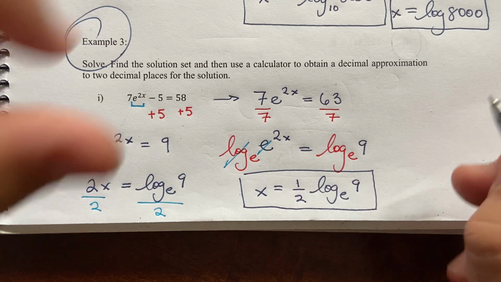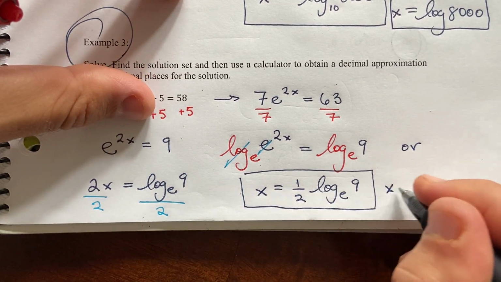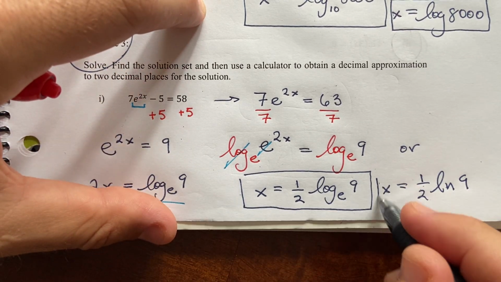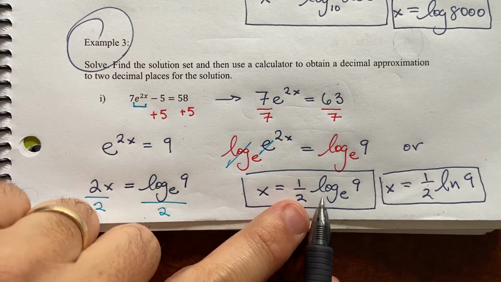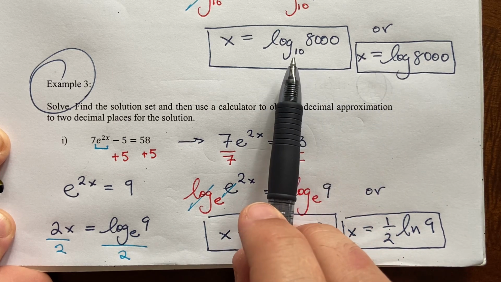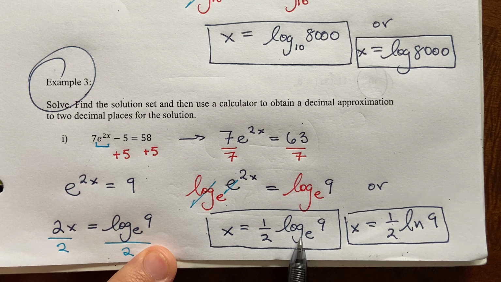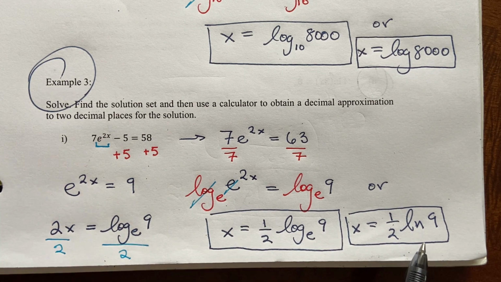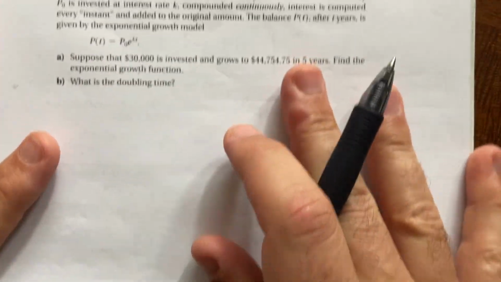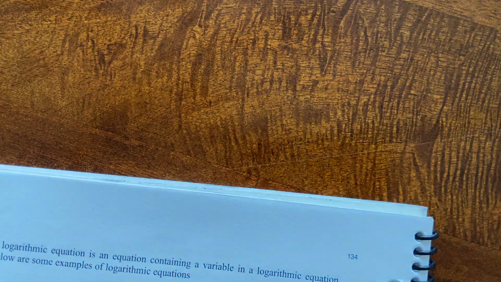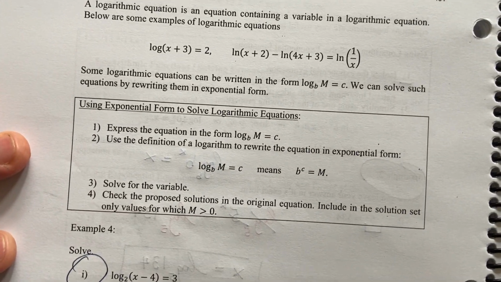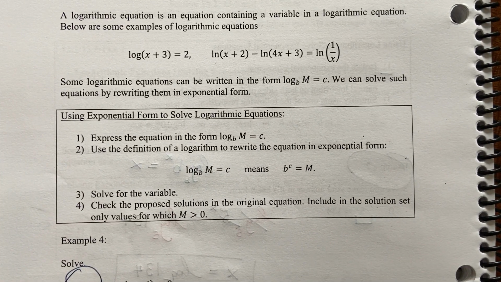There's another way that you could potentially write that. So you could say x equals 1/2 ln of 9. So log base e, just like log base 10 has a special name and we can just write log instead of log base 10, log base e has a special name and you can just write ln, the natural logarithm, instead. Okay, so that is solving exponential equations using logarithms.